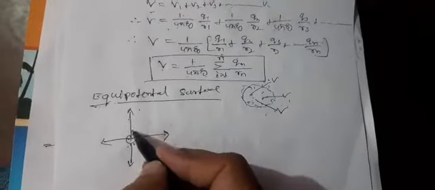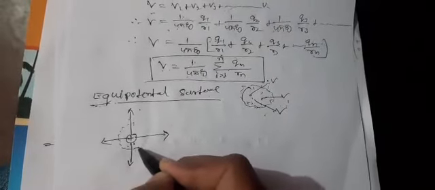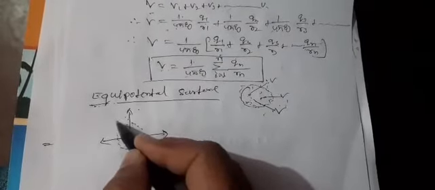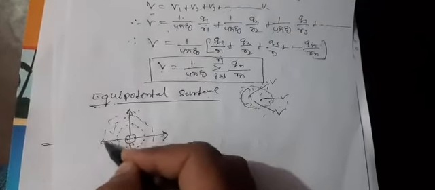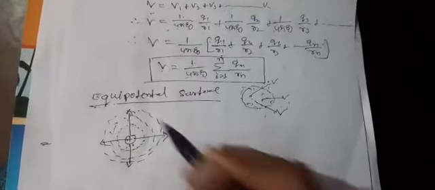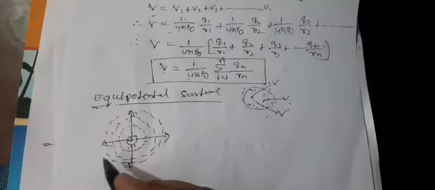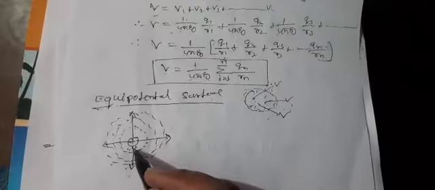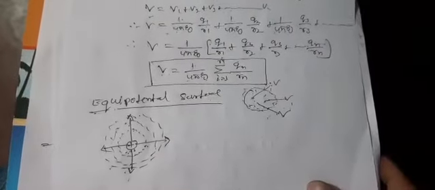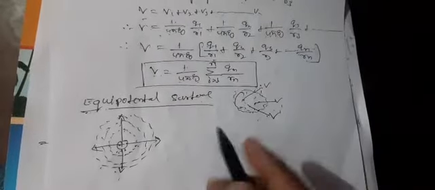Draw the surface. The dotted mark consists of a surface. That is the equipotential surface of a positive charge. And for a negative charge, how to draw?